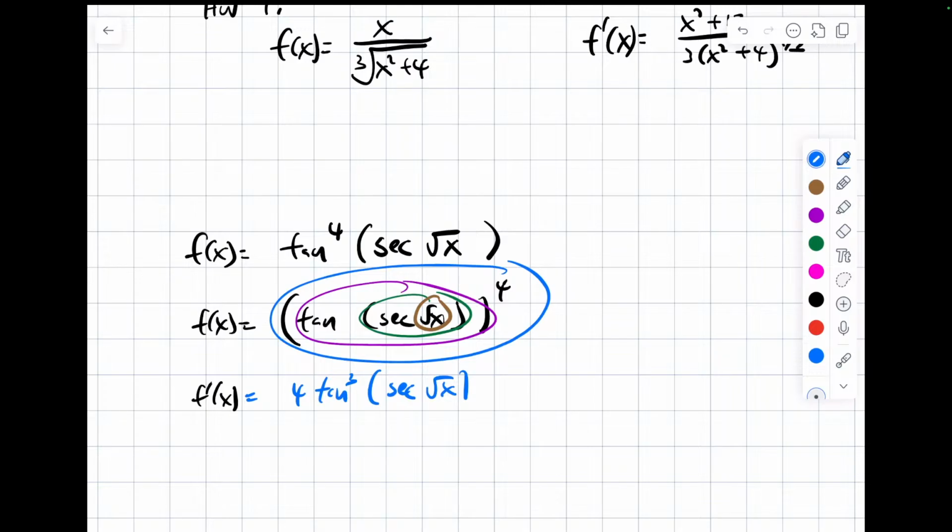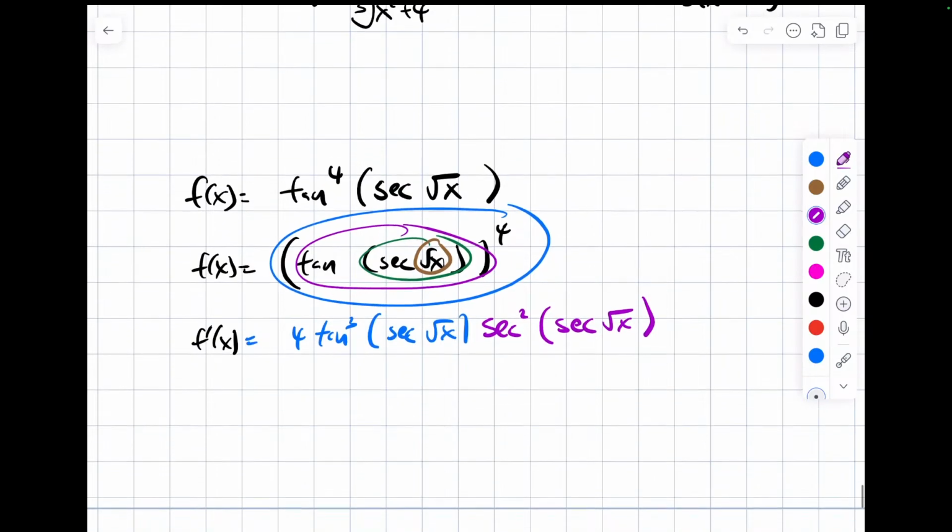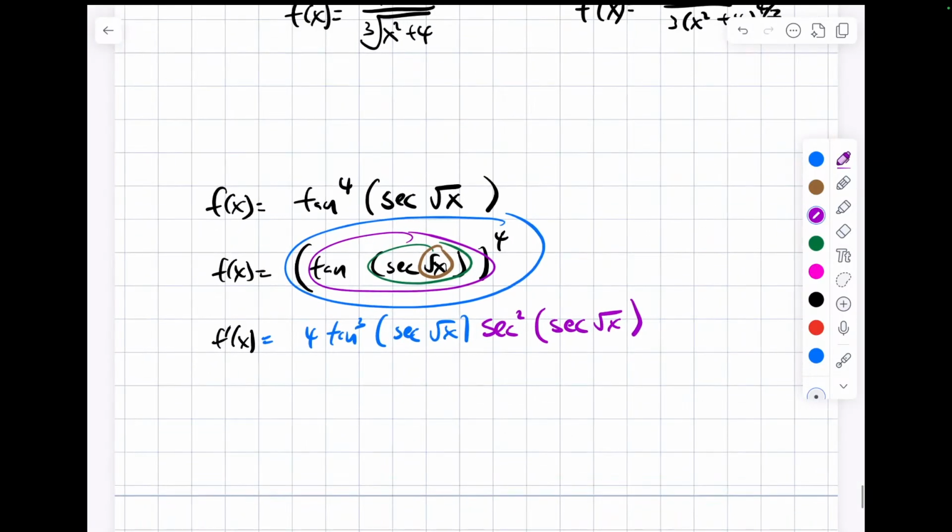Does that make sense? Then I'm going to take the purple one. The purple one is the easiest to make a mistake on. The derivative of tan is going to be secant squared of secant square root x. Okay, so now I'm going to take the derivative of secant square root x.